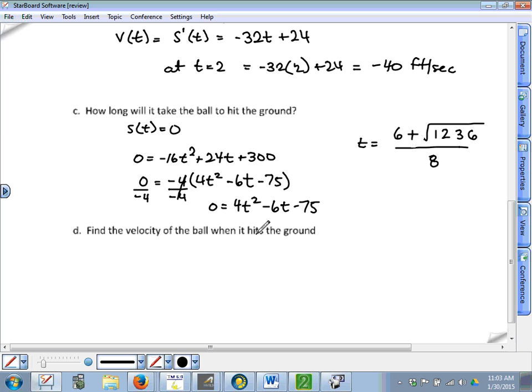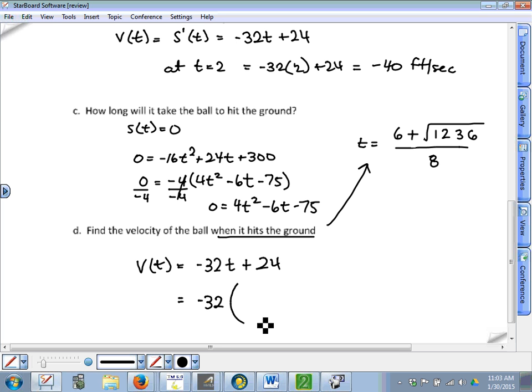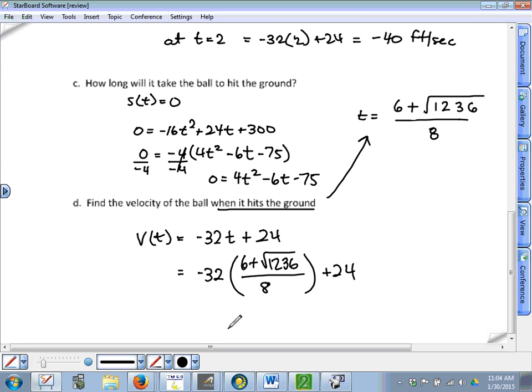The velocity of the ball when it hits the ground, well, first of all, when does it hit the ground? It hits the ground at that time value. So this is another instantaneous velocity problem. We need to find the instantaneous velocity at this time value. So the velocity, remember, was equal to negative 32t plus 24. So it's negative 32 times 6 plus the square root of 1,236 all over 8, plus 24.